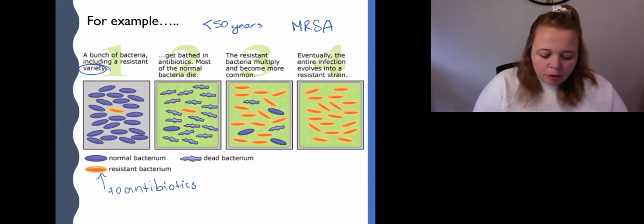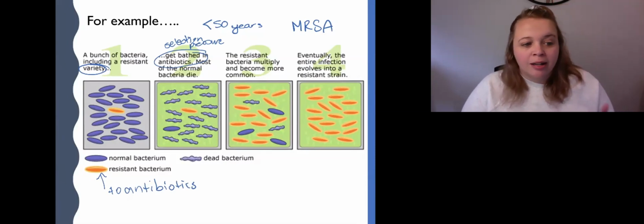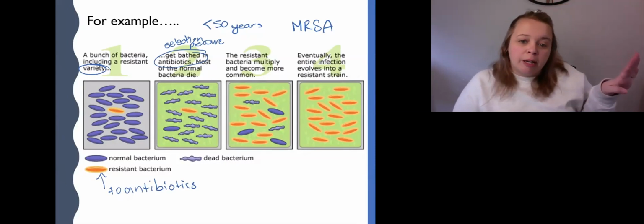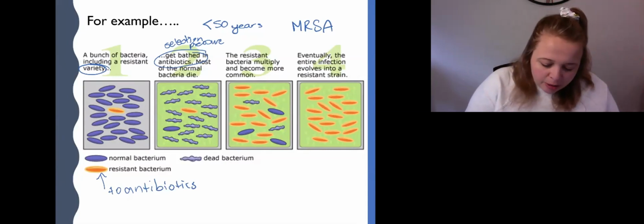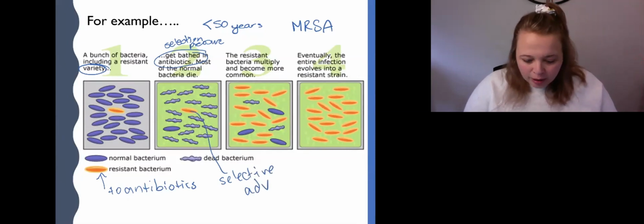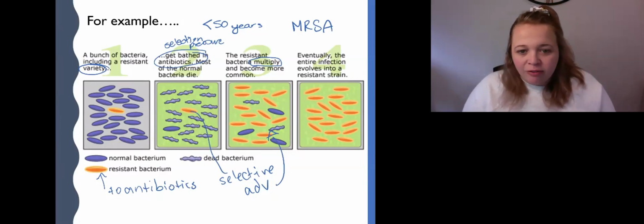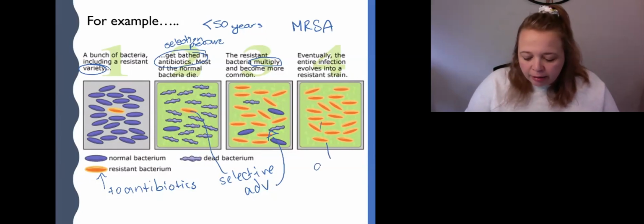Now what happens is you bathe them in antibiotics. So this becomes your selection pressure. Your selection pressure is that you start trying to kill off all your bacteria with antibiotics. Now the problem is it'll kill all the non-resistant bacteria, but these resistant ones have the selective advantage. And so over time, they multiply and become more common. So we get inheritance and the passing on, and eventually all of the bacteria are resistant.